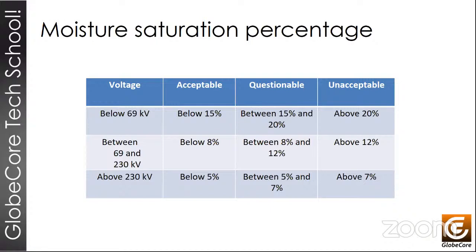So now if we look at the bottom of the table, the lower line, we'll notice that for transformers above 230 kilovolts, the saturation values are much more stringent. For transformers with voltages over 230 kilovolts, the allowable value is less than 5% of saturation. So from 5 to 7% is problematic, and anything over 7% is unacceptable. So saturation tends to seriously affect the breakdown voltage, especially when we test it in accordance with the ASTM D1816 standard, for instance. Next slide, please.